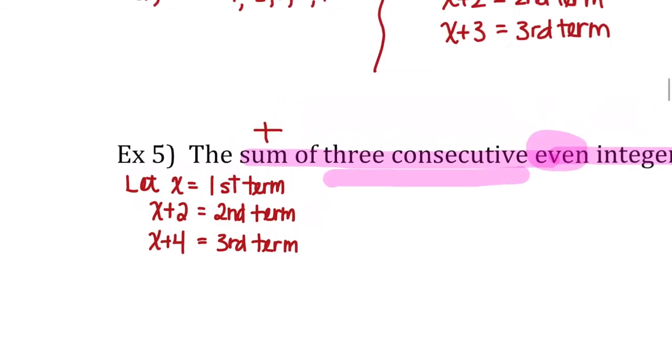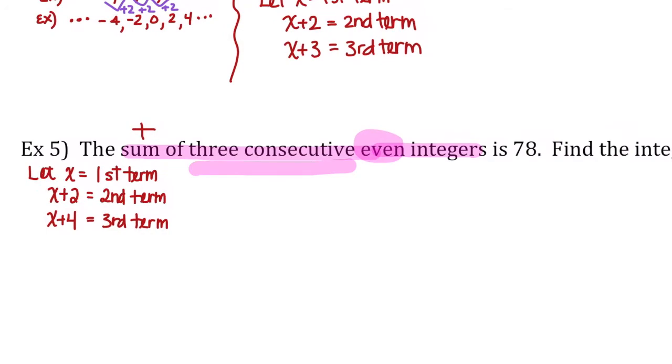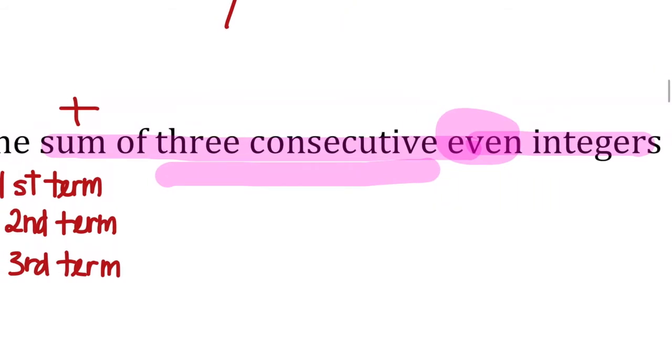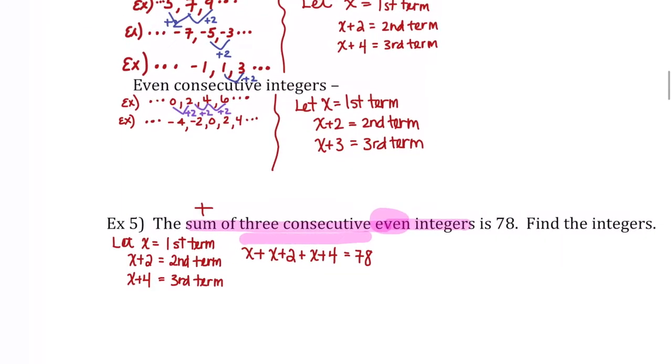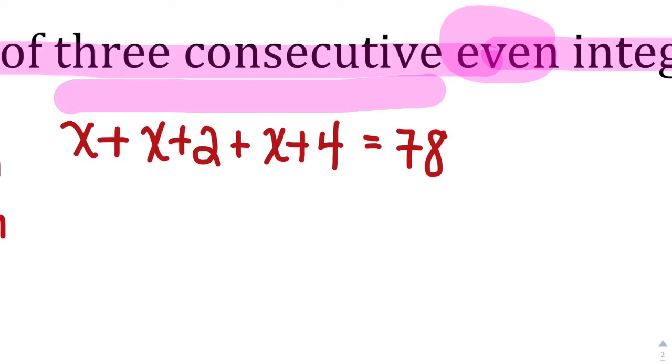And then once you do that, they tell you what is the sum of it. So in this case, that's going to be x plus x plus 2, second term, plus x plus 4, third term, equals 78. Then combine like terms and solve, and you'll be done.